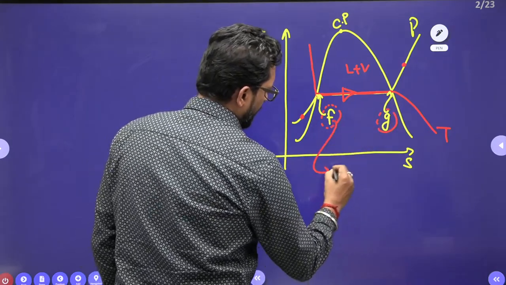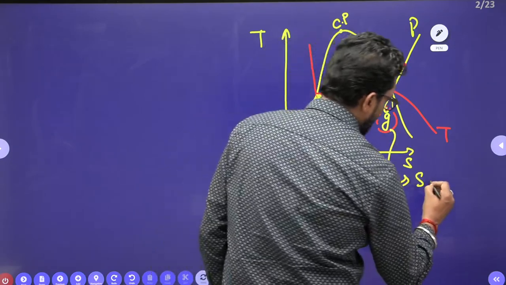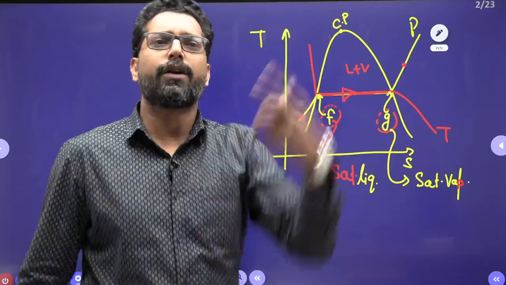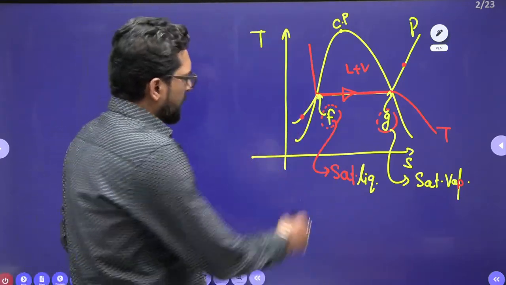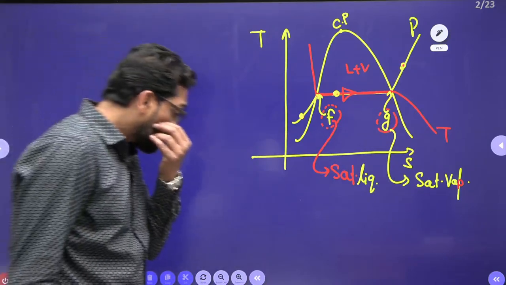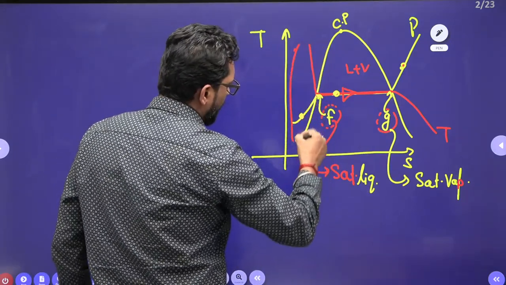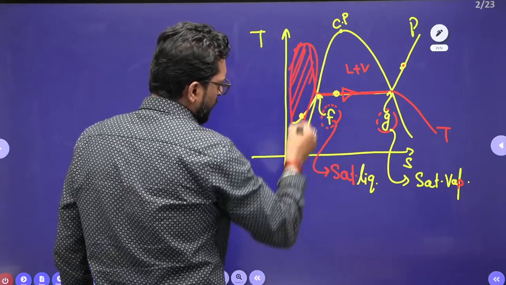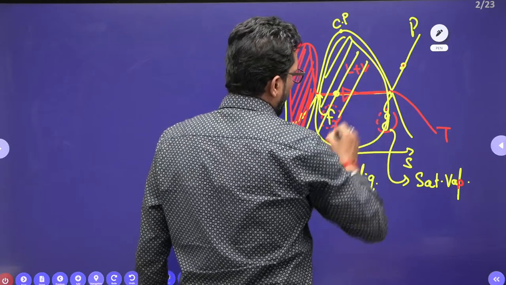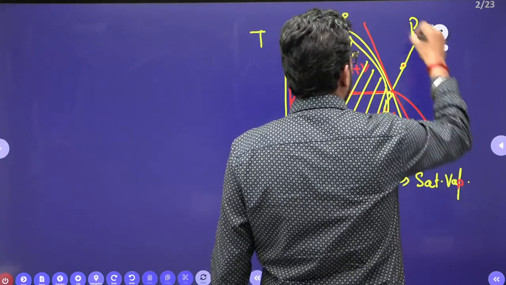This fluid is saturated liquid, and this is your saturated vapor. These saturation properties you can directly read from the steam table, which is provided in the examination hall. But what is the property at this point? What is the property at this point? You have to calculate according to the standard formula. Sometimes this is called compressed liquid or just liquid. This is called the liquid plus vapor wet region, and this is called the superheated region.